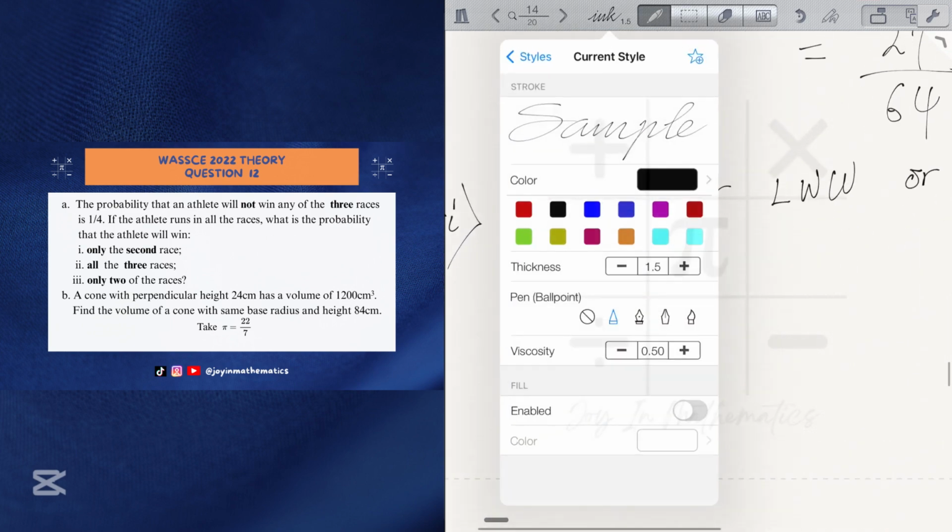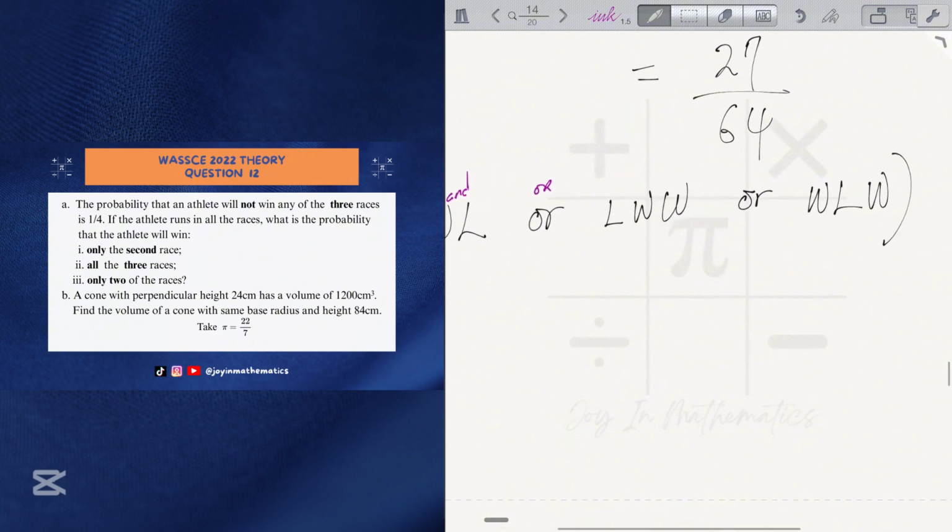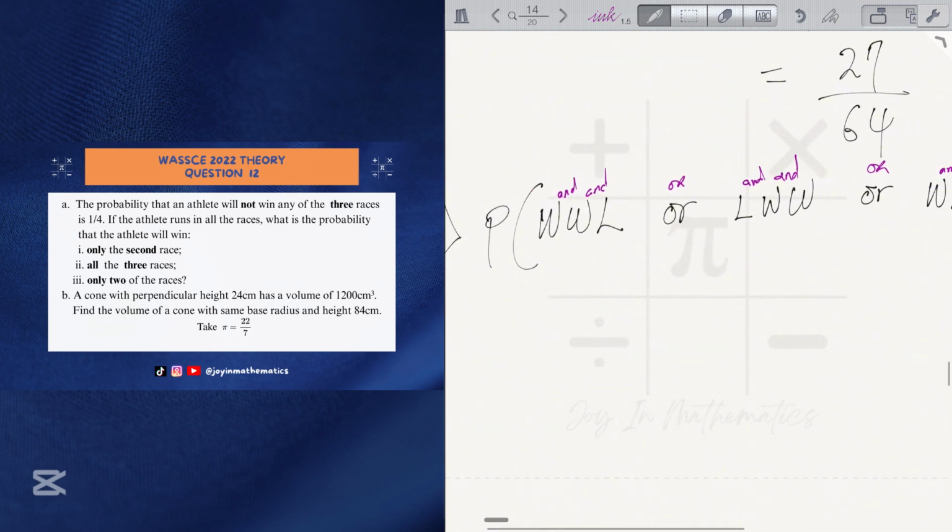So all we are saying in essence is that we have an "and" here, or being present, and "or" with "and". So with respect to this now, we are saying that the probability that it will win only 2 of the races will be the probability of WWL, that means winning the first 2 races.